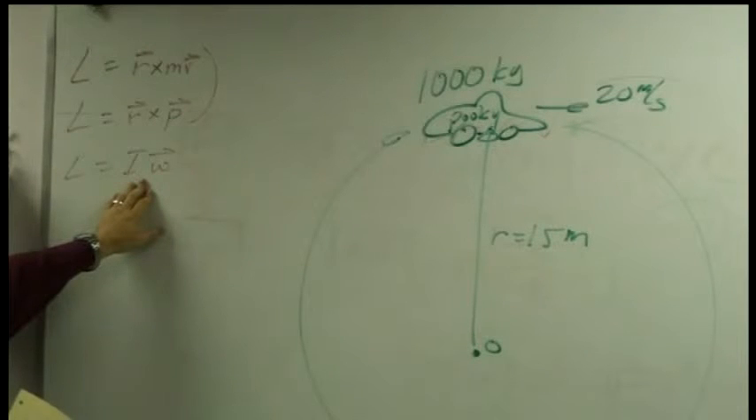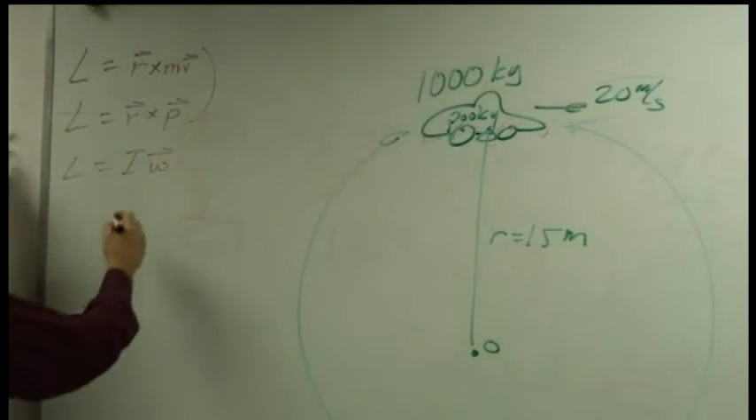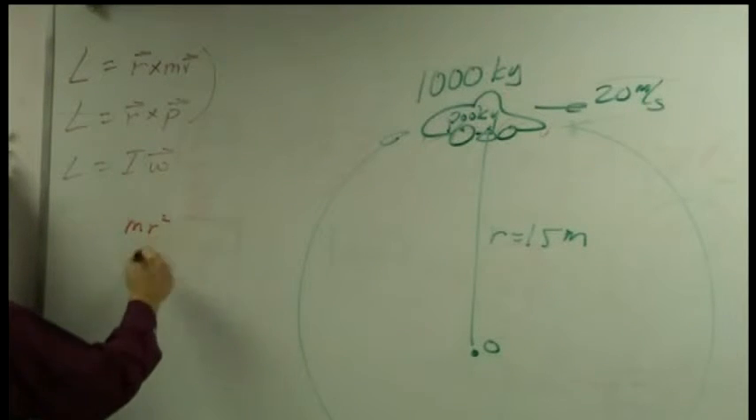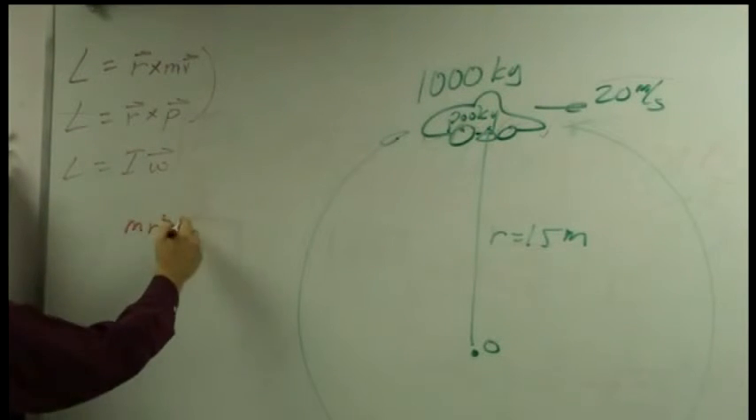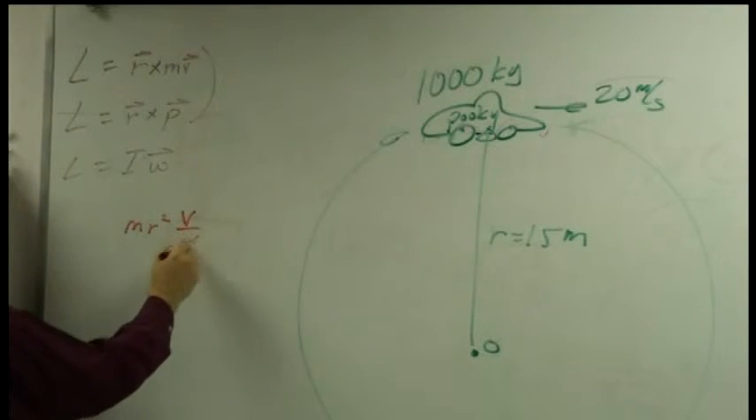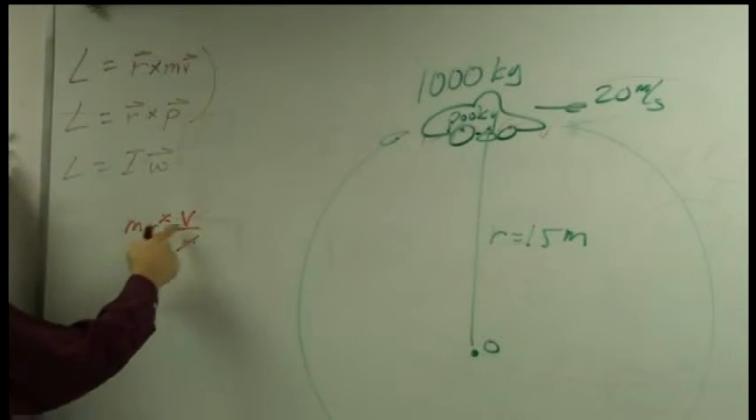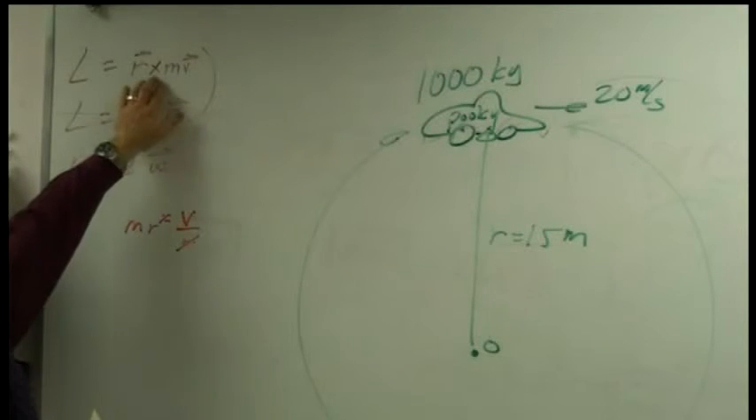Just a lot more work because you've got to find the moment of inertia. You've got to do mr squared to find I, and then omega is going to be V over R, and hey, look at that. MVR. Same thing.